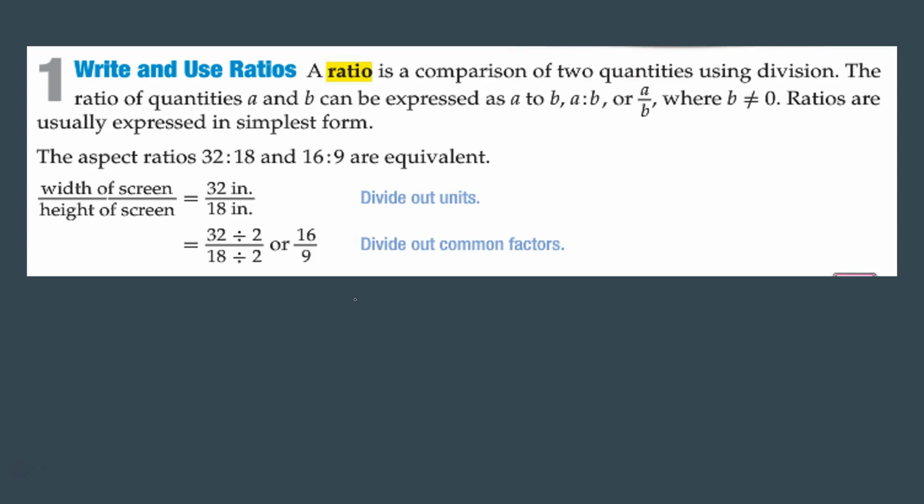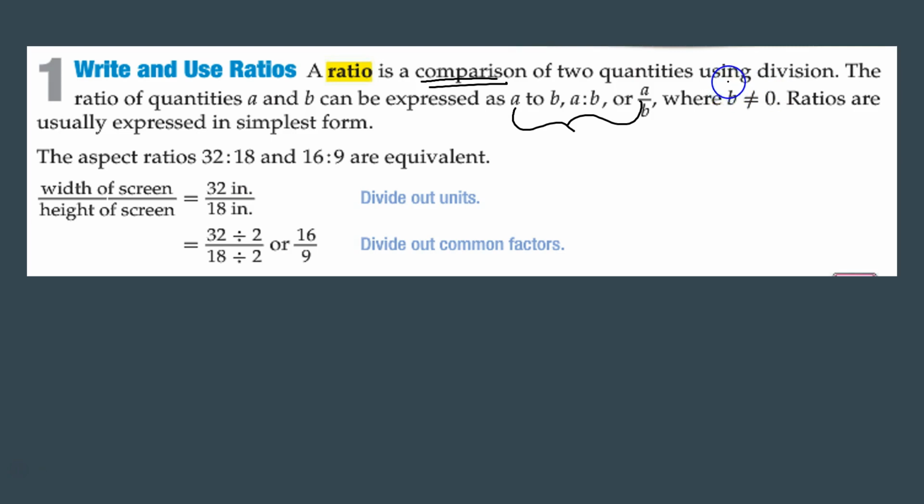Alright, so first thing we want to learn is how to write and use ratios. A ratio is a comparison. That's a key word that we want to remember. A comparison of two quantities using division. The ratio of quantities A and B can be expressed as A to B, or A divided by B. So any of these are all considered ratios, different ways to write it, all meaning the same thing.